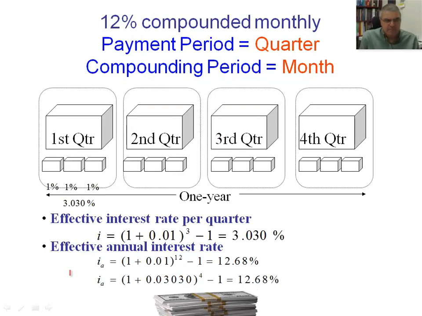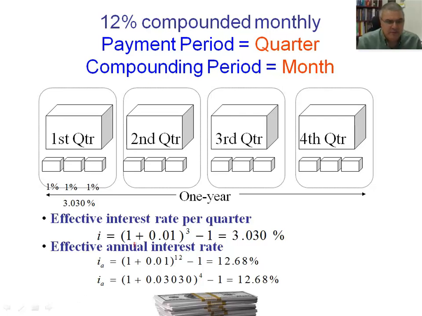Let's take a look at different numbers here. One of the examples that I can discuss with you here is the 12% interest rate, in this case compounded monthly, and the payment period is per quarter, and the compounding period is month. Now we have three different things here. One is the 12% compounded monthly. Then the second thing is what will be the payment period? In this case, quarter, and the compounding period is month.